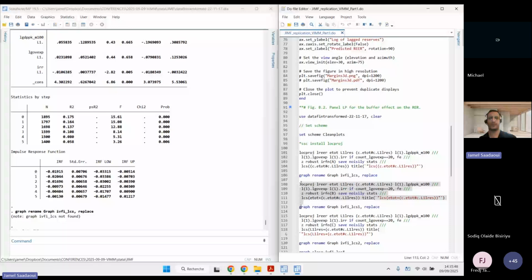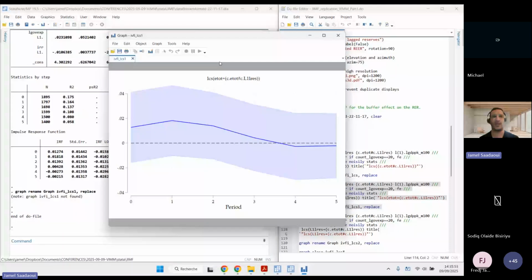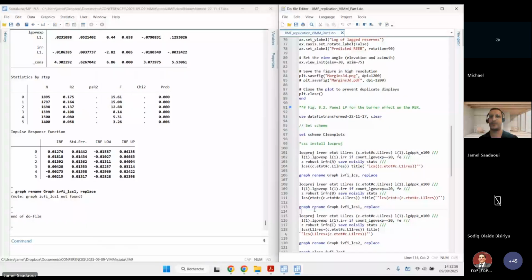So as you can see, it doesn't have any effect. So the effect is, yes? Yes, we have a question from Fred Jawadi. Sure, thank you. What happens if you introduce more than one lag? You mean for the control variables or for the interaction? Yeah. You can introduce more lags.